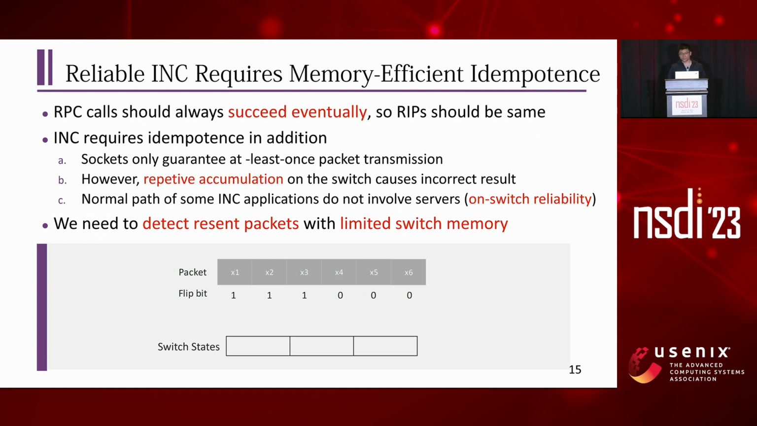In NetRPC, we assign a flip bit to each packet, and this flip bit changes periodically for every sending window. And the switch maintains a window of states and compares them with the packet's flip bit. If the packet has a different flip bit from the switch record, then it should be a newly arriving packet and should be processed by the INC functions. Otherwise, if the packet has the same flip bit as the switch state, then it should be a resend packet and should be ignored by the switch.